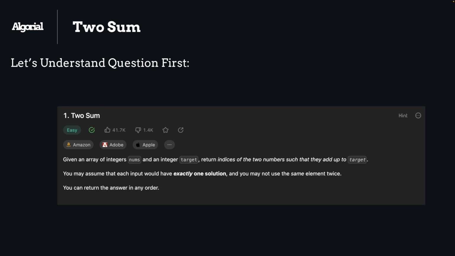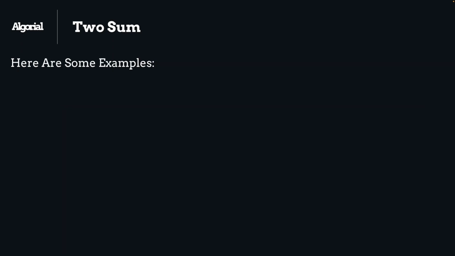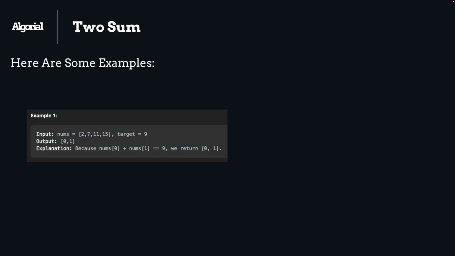So let's see some examples here. In the first example, we have 2, 7, 11, 15 as the nums array, and our target is 9. We need to find out which two numbers add up to 9. As you can see, 2 plus 7 is 9, and it will accept their respective indices.